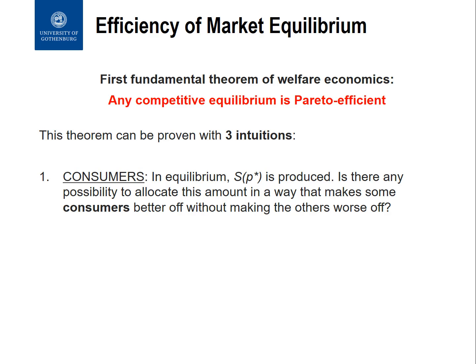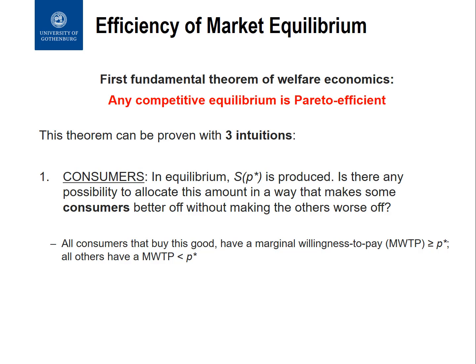Remember that the marginal willingness to pay curve, which is also the demand curve, is falling. All consumers that buy the good on this market must have a marginal willingness to pay greater than P star. All other individuals have a marginal willingness to pay which is smaller than P star for the good, so they don't buy it.